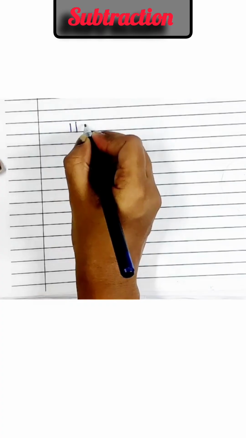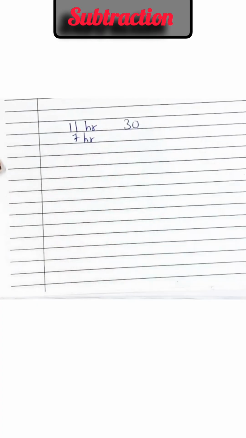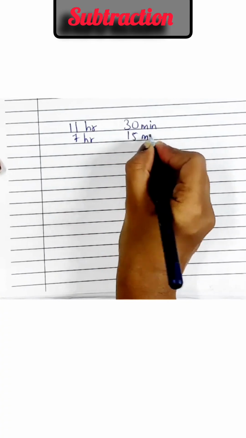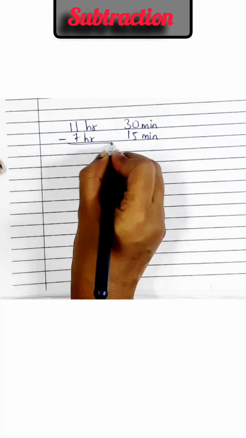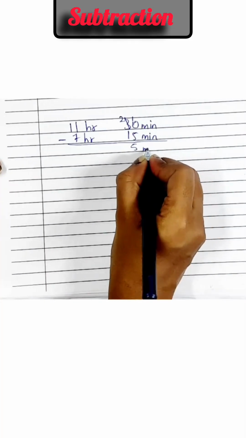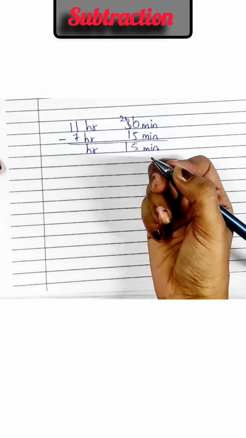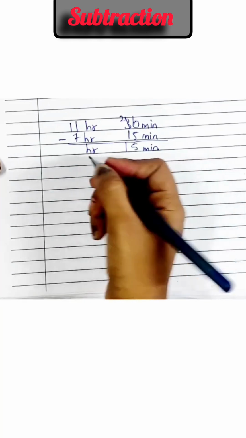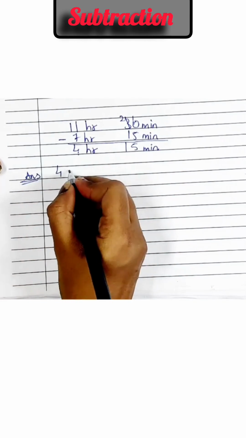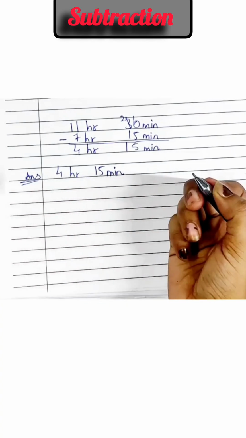अगेन हम आवर्स के नीचे आवर्स लिखेंगे एंड मिनट्स के नीचे मिनट्स लिखेंगे। माइनस, कैरी फॉरवर्ड। So 10 minus 5, 5. 2 minus 1, 1. 11 minus 7, 4. So what is the answer? 4 hours 15 minutes। Okay?